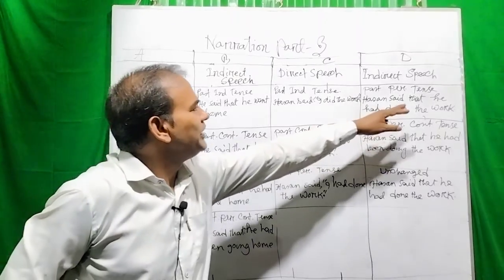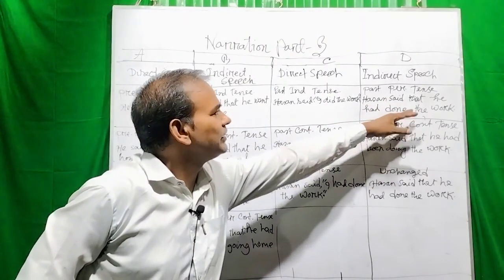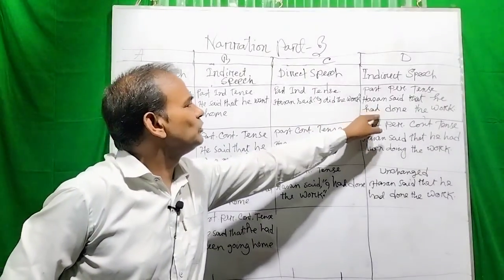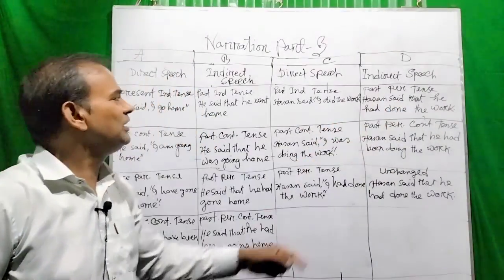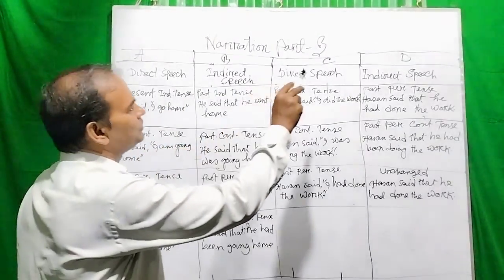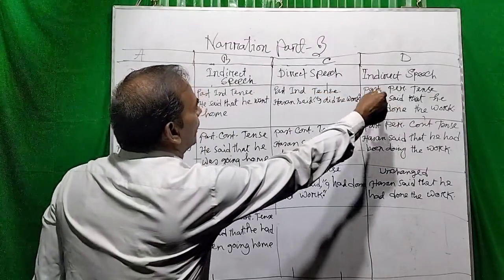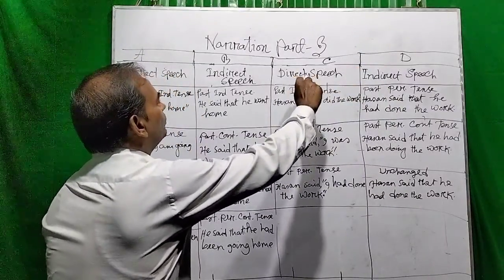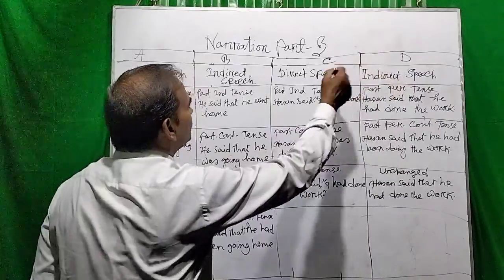So he had done the work. Hassan said that he had done the work. The past indefinite tense has been changed into the past perfect tense. You see, sometimes one verb also changes into two forms according to the rule in going from direct speech to indirect speech.